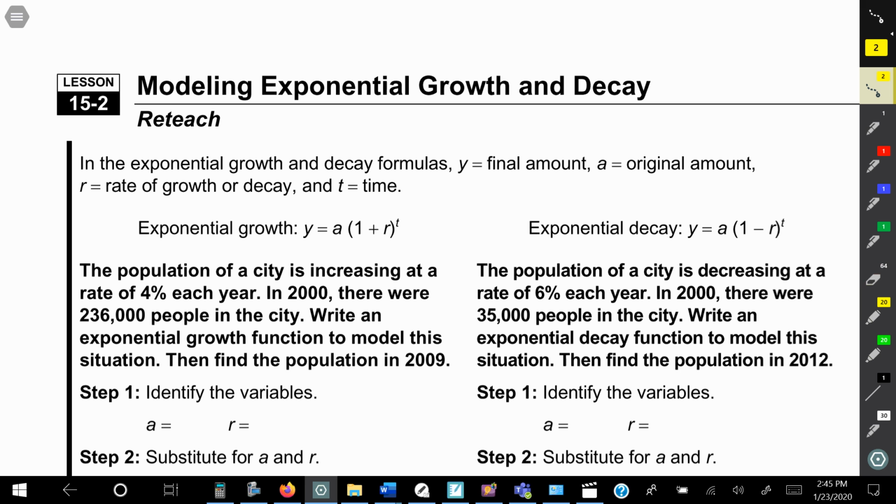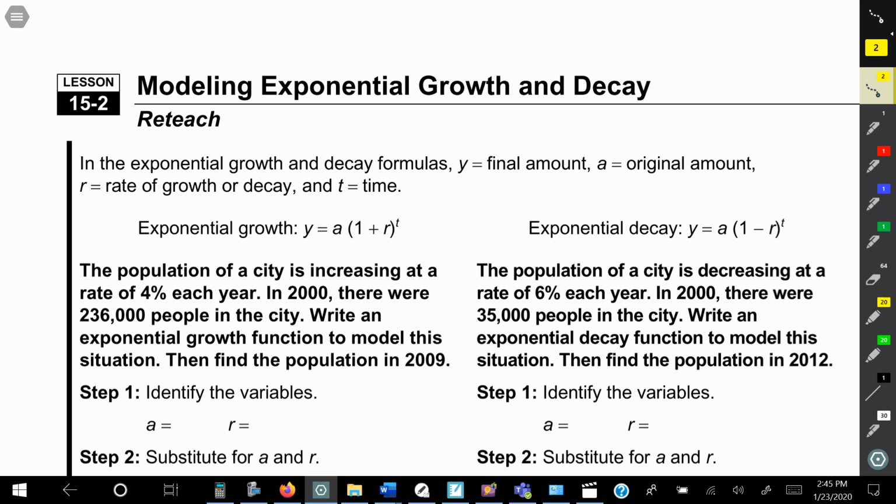So for example, in this first one, it says the population of the city is increasing at a rate of 4% each year. In 2000, there were 236,000 people in the city. It says write an exponential growth function to model this situation. Then find the population in 2009. So this is what you want to do.